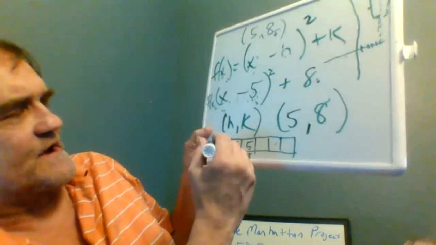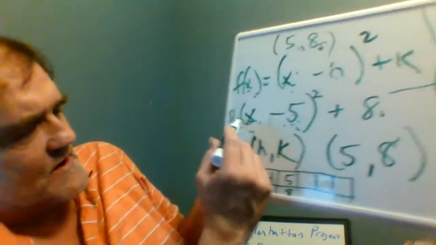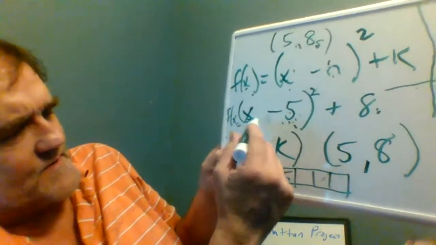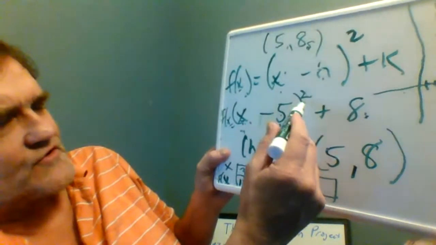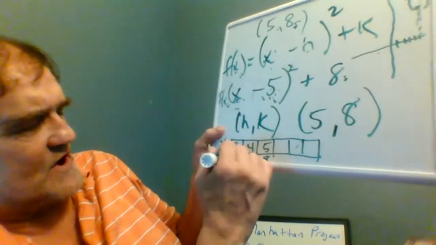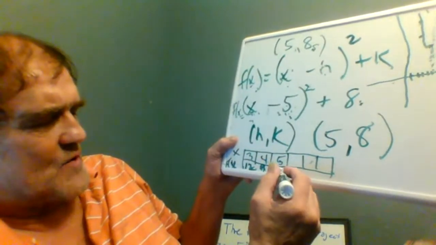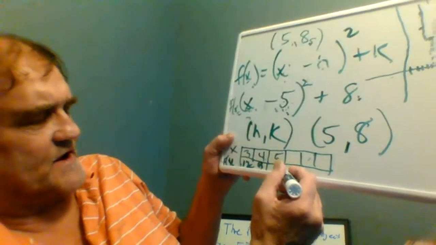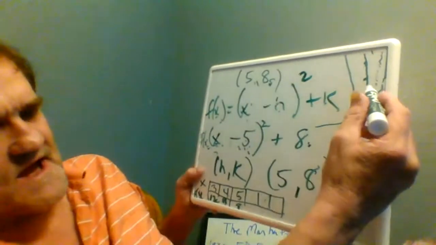And then 3. Watch what you do there. 3 plugs into x right there. 3 minus 5 is negative 2. Negative 2 squared is 4, plus 8 is 12. So for 5, 4, and 3, the corresponding f of x points are going to be 8, 9, and 12.